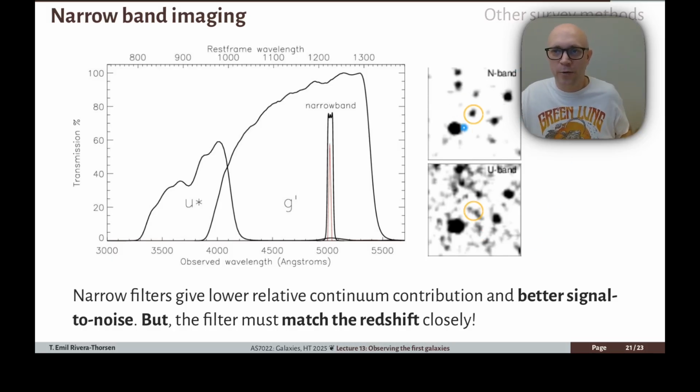Here you have the narrow band filter where you see Lyman alpha very clearly. And here you have the U band where maybe there's something. It's hard to see if this is just noise or if it's real, right? You can't really see that from this kind of observations here. It's a coin toss whether this is real or not.